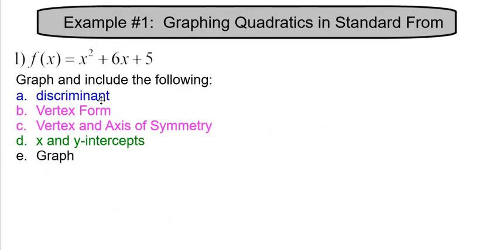So the first thing it's asking you to do is find the discriminant. The reason you want to find the discriminant is because it's going to tell you what kind of x-intercepts you'll have, which is very useful before you move forward. So part A, we just want to find b squared minus 4ac. Here, a is equal to the coefficient, which is 1. b is going to be equal to 6, and c will be equal to 5.